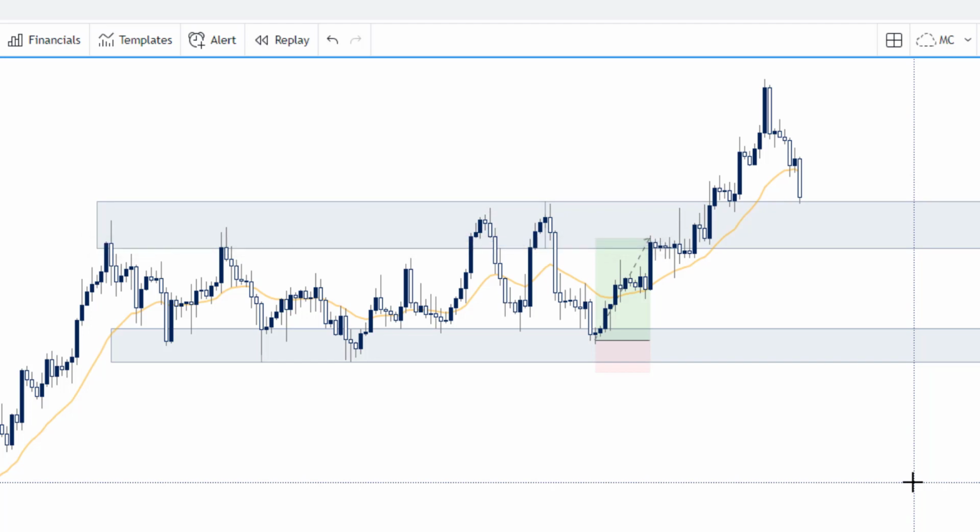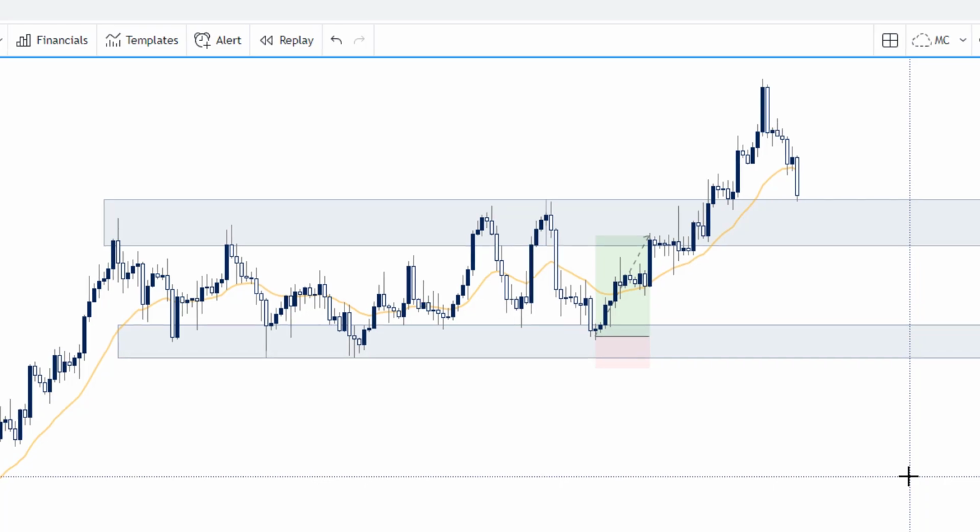So overall, in my opinion, very well done here on attacking this structure. As said, you can go for a deeper entry or you can go for a bigger target here. But in terms of just trading this structure in itself, I think it's a really solid trade.